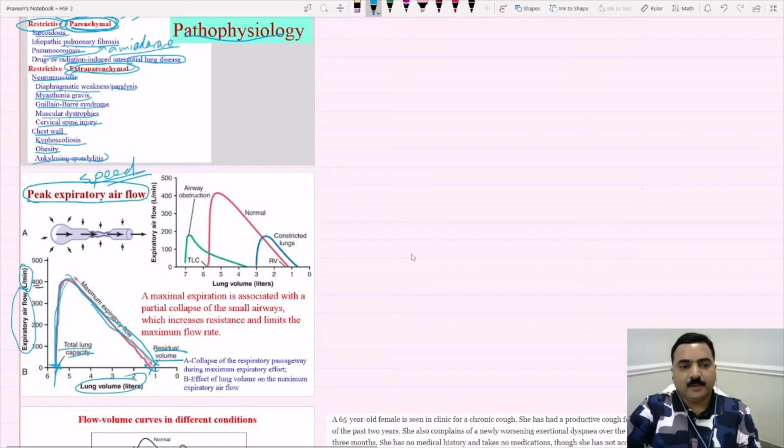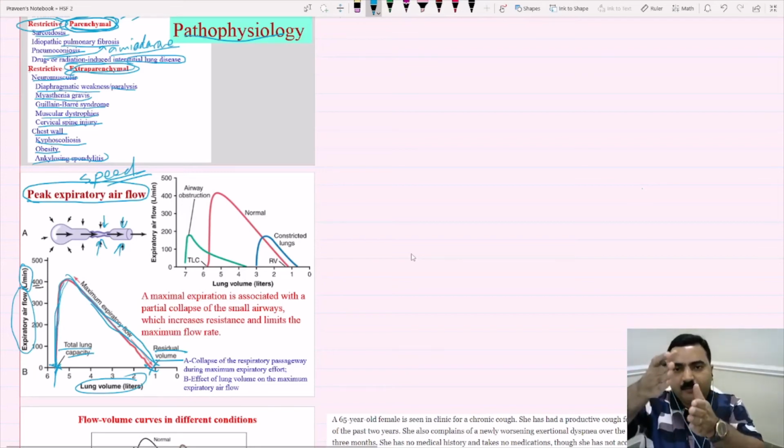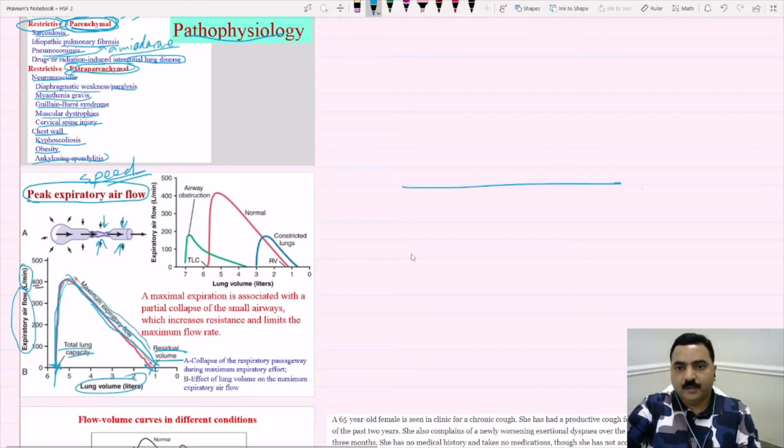This is because when you are expiring, all of the airway passages are constricting. Because they are constricting, the air cannot easily flow out, so the speed of the air flowing out will decrease. That is what you see: the speed of the air is declining. If you draw it, it will be like this, and then it comes down.